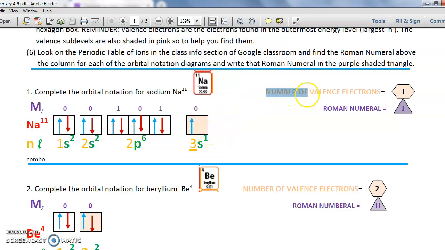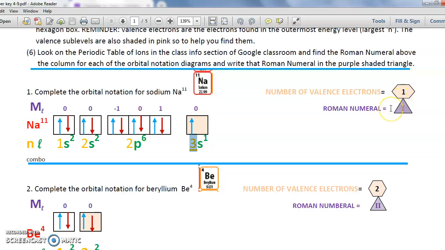Over here, you're asked to complete the number of valence electrons this has. Remember, valence electrons are the electrons found in the outermost energy level. The energy level number is the first number we see in front of each of those letters. So this is the first energy level. The S and the P here are both on the second energy level. This S is on the third energy level, and there's 1 electron there. So we have 1 electron on the third level. So this atom, sodium, only has 1 valence electron.